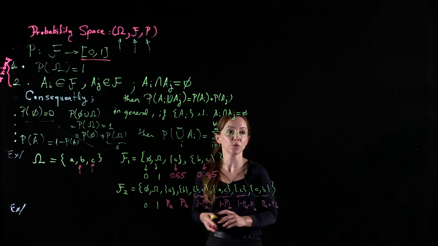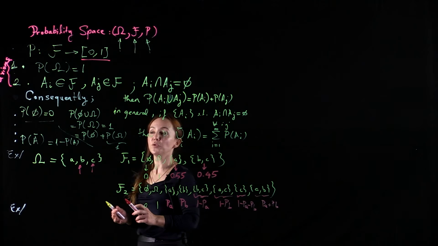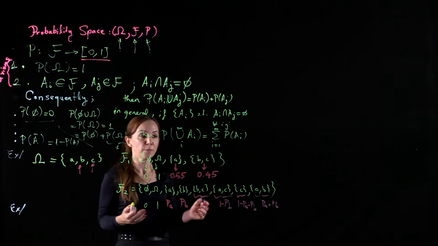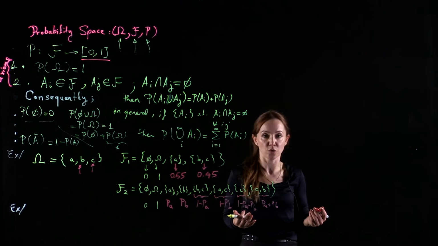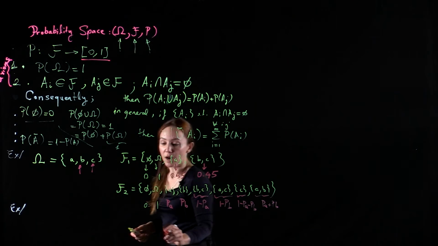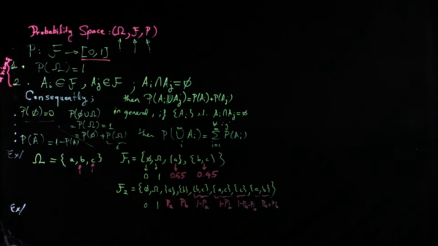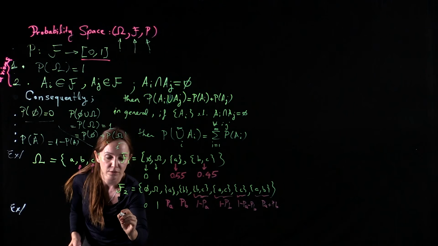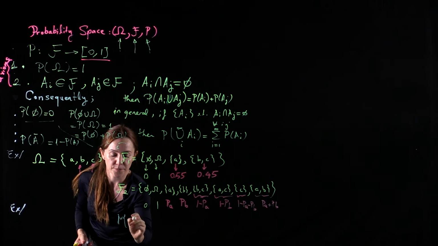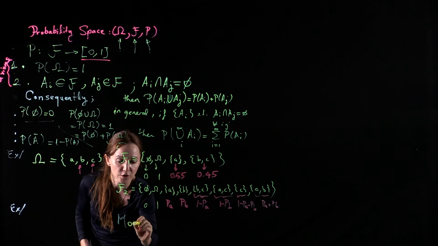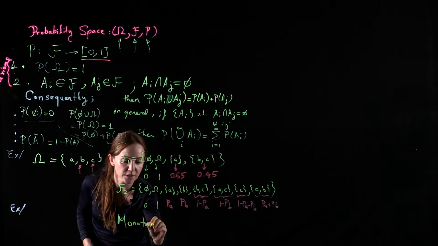For example, we will have the property that probabilities are monotone. Let's prove that. So if, let's see, let's call it monotonicity.